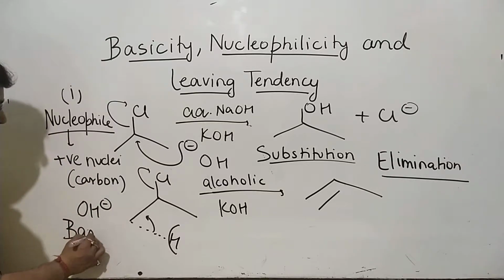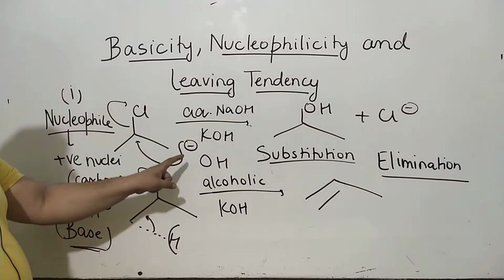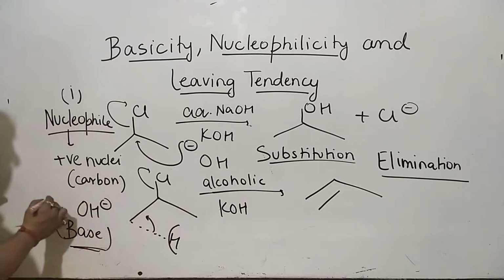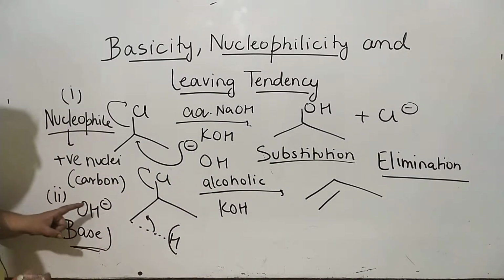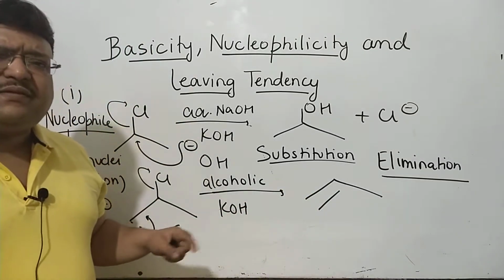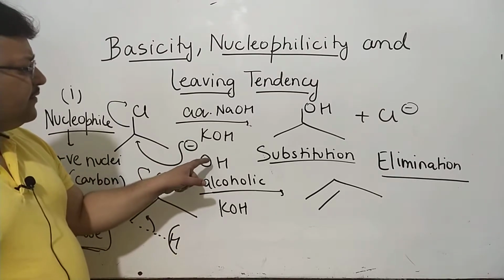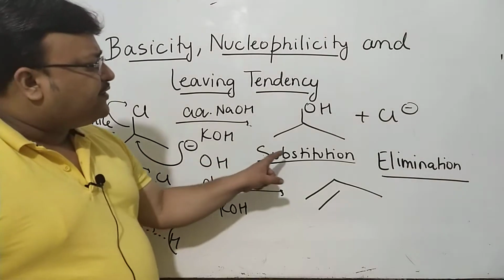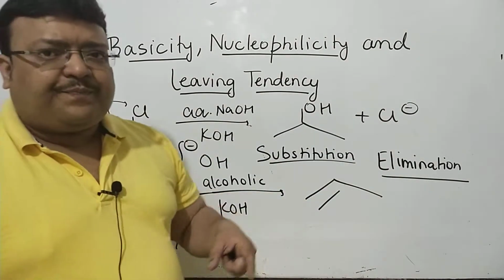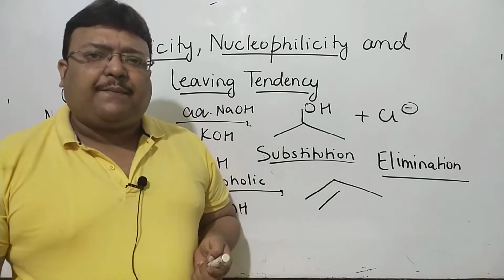So in equation 1, OH minus is acting as a nucleophile, carrying out a substitution, and in reaction 2, a halide with alcoholic KOH giving you an alkene. Two very popular reactions, the same species OH minus, solvents are different naturally. When it's acting as a nucleophile, it's carrying out substitution, and when it's acting as a base, it's carrying out elimination.